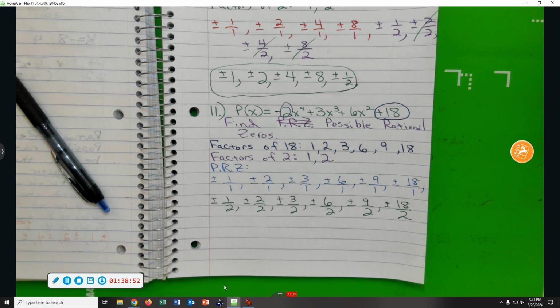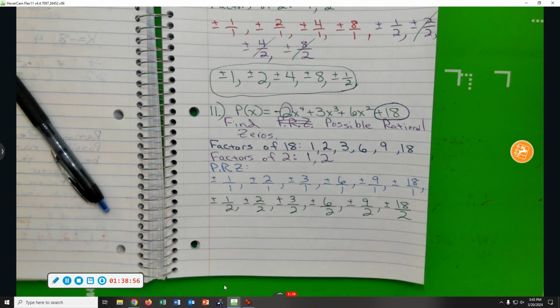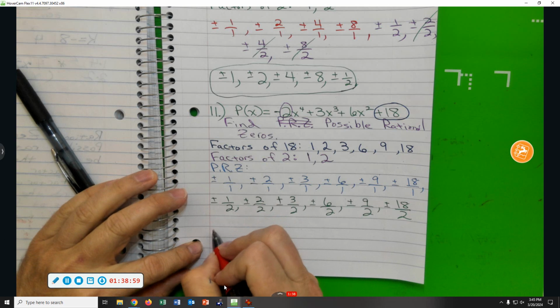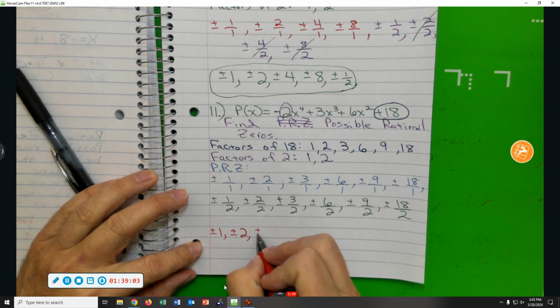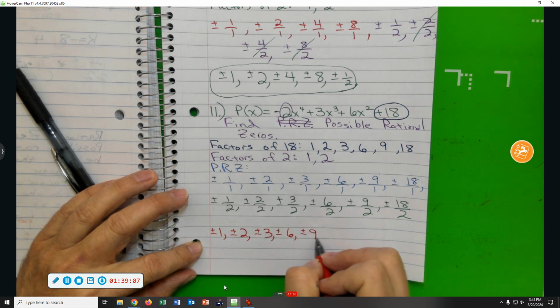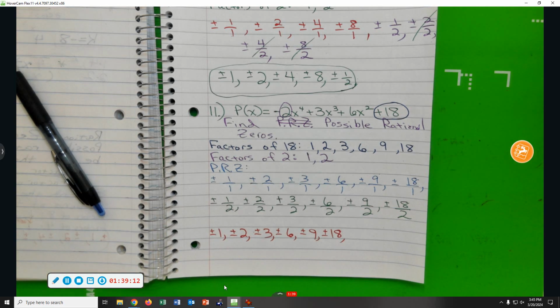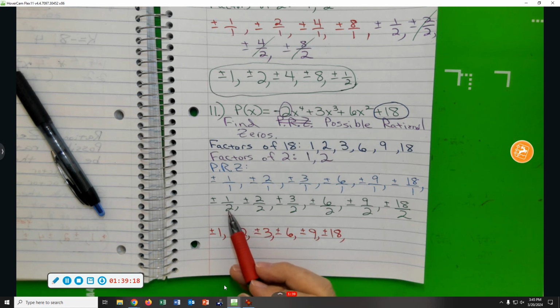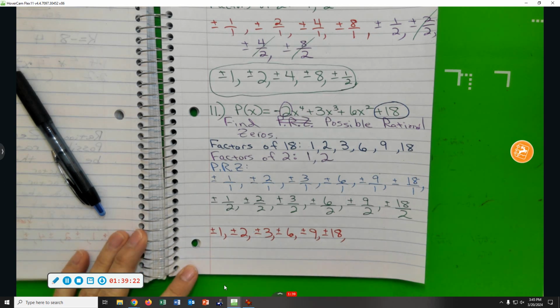And now let's clean them up. That first row that I wrote, we can just drop off all those over 1s. So we have plus or minus 1, 2, 3, 6, 9, and 18. Okay, so we got those, what is that, 12 numbers. Okay, 1 over 2 is 1/2. Do we have it listed here? No, so we'll list it.